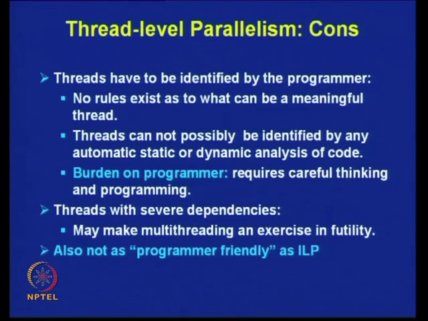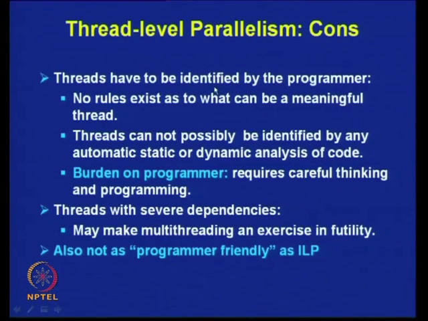So far we have discussed the benefits of multithreading. We have seen various advantages and different applications which inherently support multithreading, and you can utilize the execution units more efficiently using multithreading. The advantages we have discussed, but in this world nothing is one sided. Obviously, there will be some disadvantages, and here some of them are highlighted. Threads have to be identified by the programmer, and unfortunately no rules exist as to what can be a meaningful thread. A programmer has to use his experience and intuition to create threads. There is no generalized rule, say, follow this algorithm and create threads. That type of thing unfortunately does not exist.